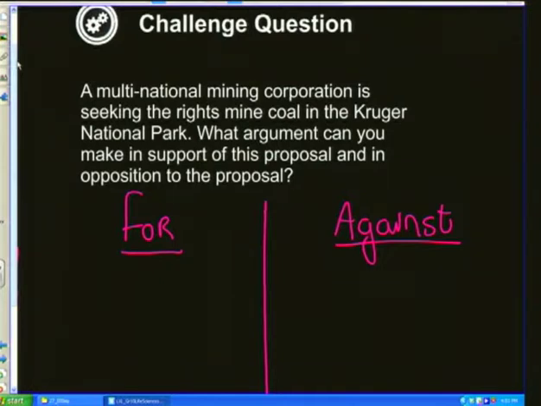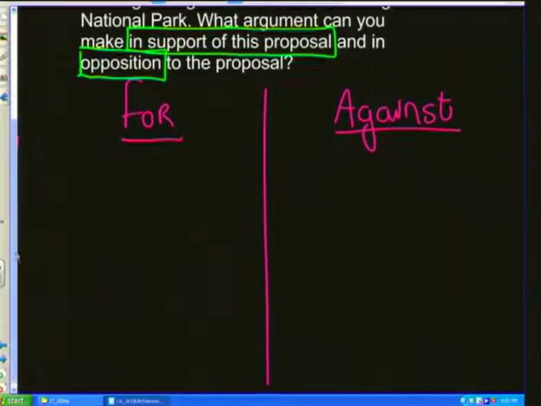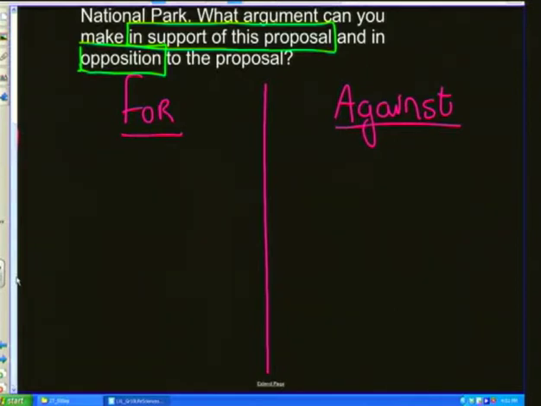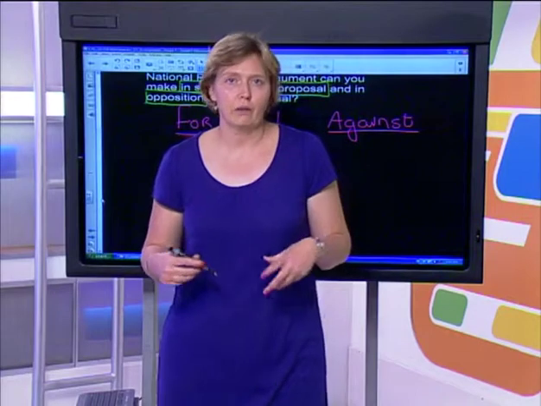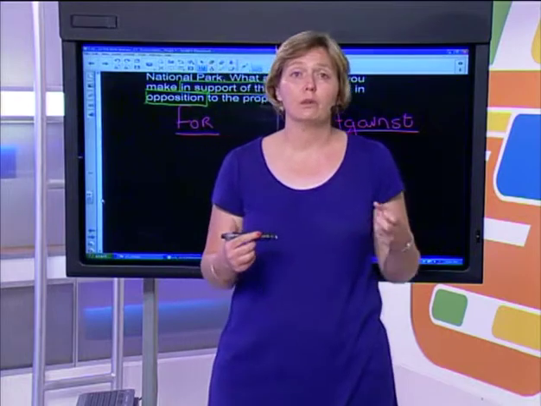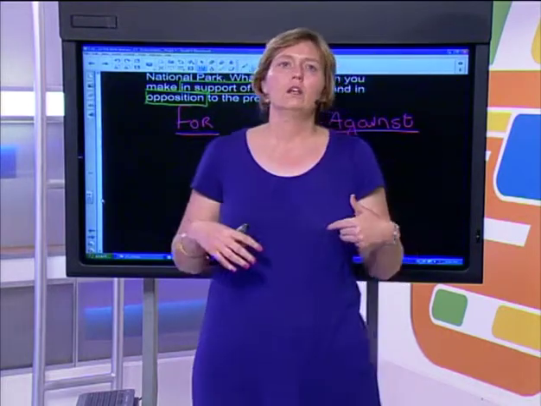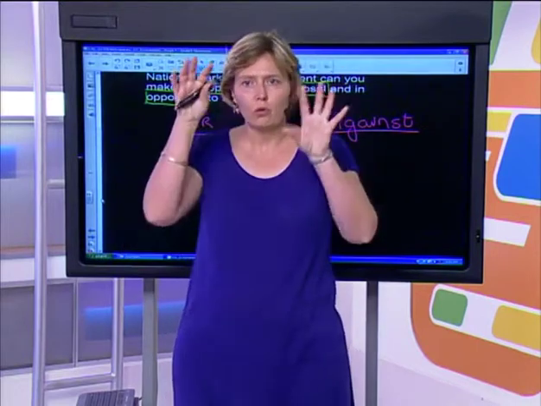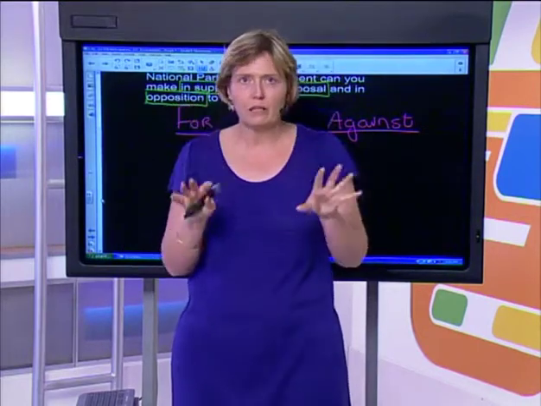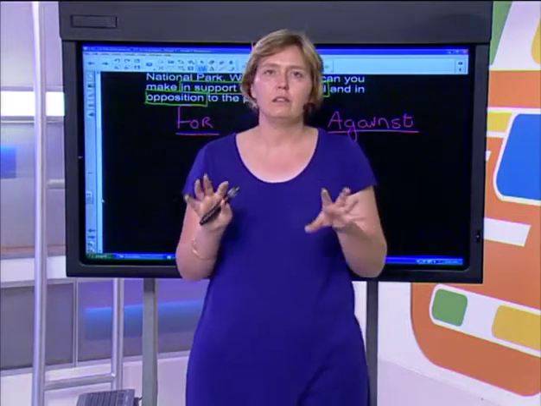That's the problem. What you have to do is say what argument you can make in support of this proposal and in opposition. So in other words, your answer needs to have for and against. You need to be saying, I agree with it for the following reasons, or I disagree with it for the following reasons. If you want to plan your argument, just quickly draw up a for and against column, put your ideas down, and then put it into a decent flowing argument.